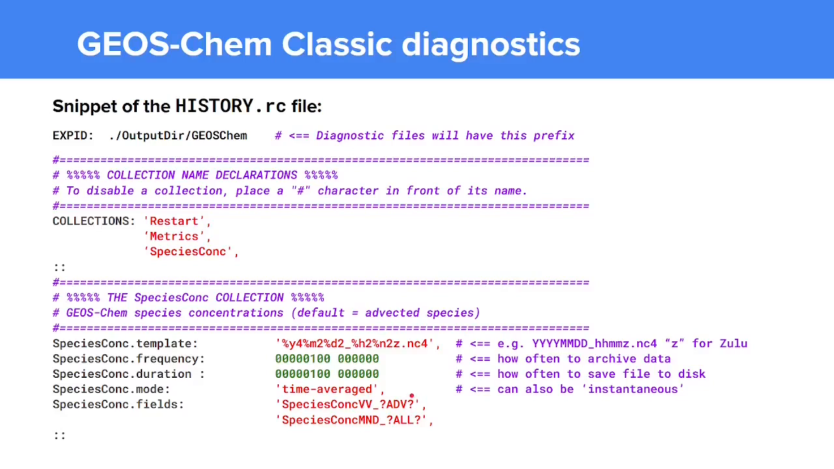of species. And here you can also say how often you want data to be archived to the file and how often a new file should be written. In both cases, these are monthly. So you think about year, month, day, hour, minute, second.